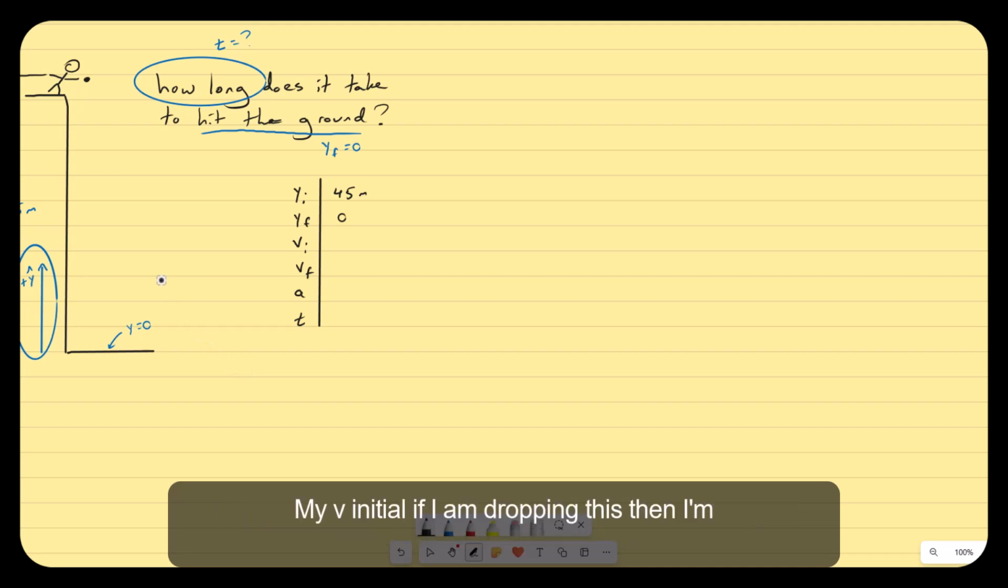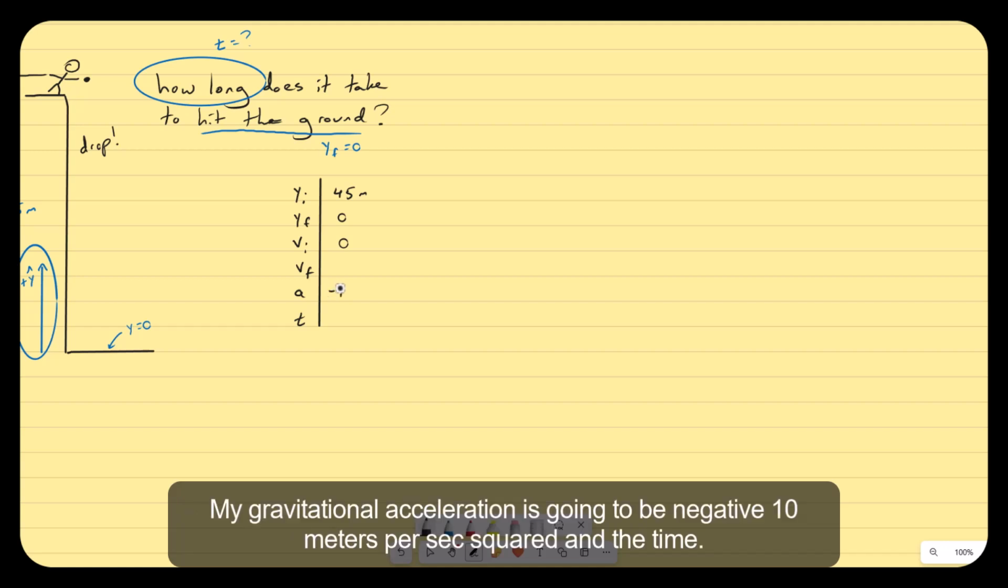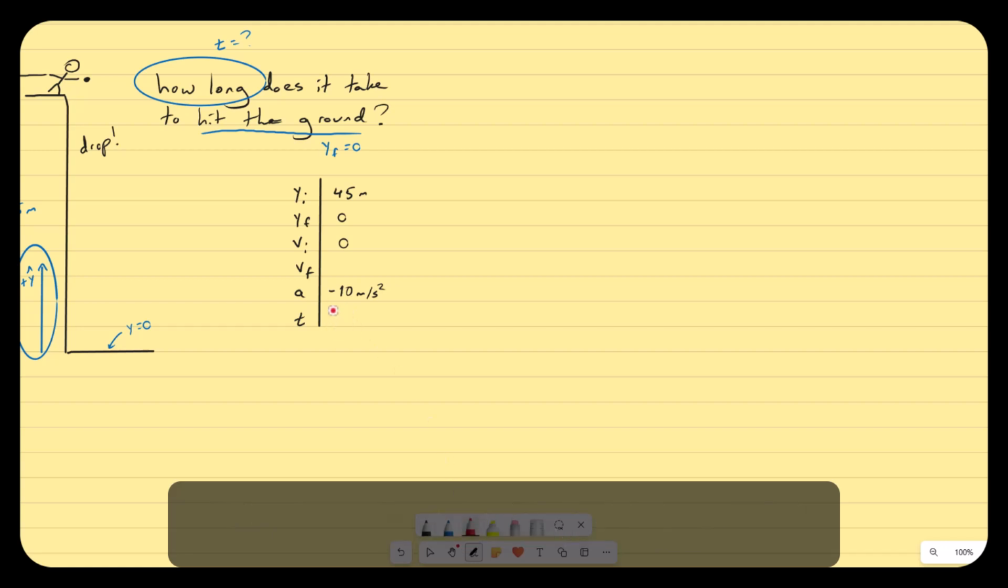My v initial, if I am dropping this, then I'm starting from rest, so my v initial is going to be 0. I'm going to skip v final for a second. This is a free fall situation. My gravitational acceleration is going to be negative 10 meters per second squared, and the time, I don't know, but it is what I'm solving for. I want to slow down 1 second. V final, I don't know what it is.